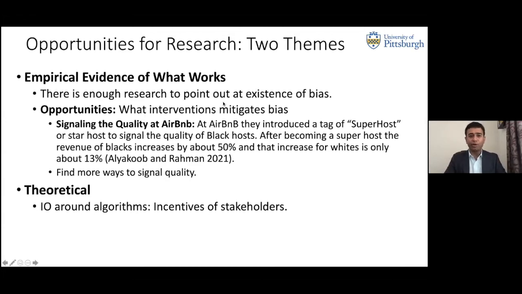There is enough work to point out the existence of bias. If you point out that there is a bias, that will no longer be surprising, because now people are convinced that algorithmic bias is everywhere in all algorithms. But what is not happening, and where the opportunity is, is: what kind of intervention leads to mitigating these biases? What kind of interventions can we do to reduce these biases? There are very few papers on that, and I could hardly find one paper which I want to highlight here. This paper is about discrimination at Airbnb.